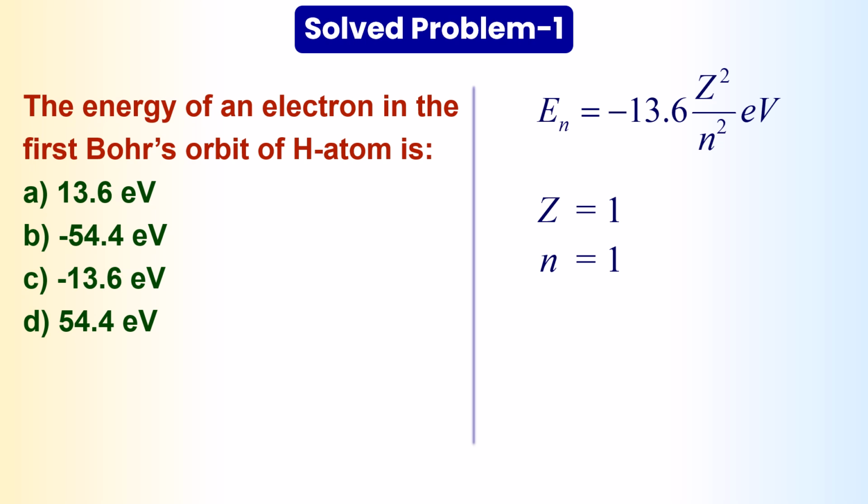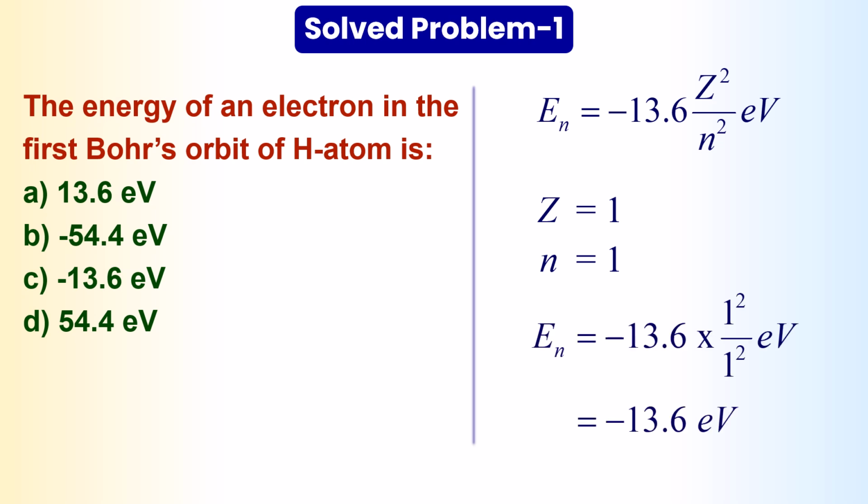Now let us substitute these values into the formula. This gives energy of electron in the first Bohr's orbit of hydrogen atom equals to minus 13.6 electron volts. Hence, the option C is correct.